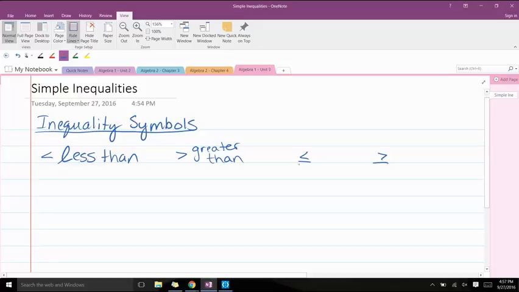Anybody know what it means when you put that bar underneath? It means or equal to. So now we're looking for values that are not just less than, they're or equal to. And this last one on the right would be greater than or equal to.